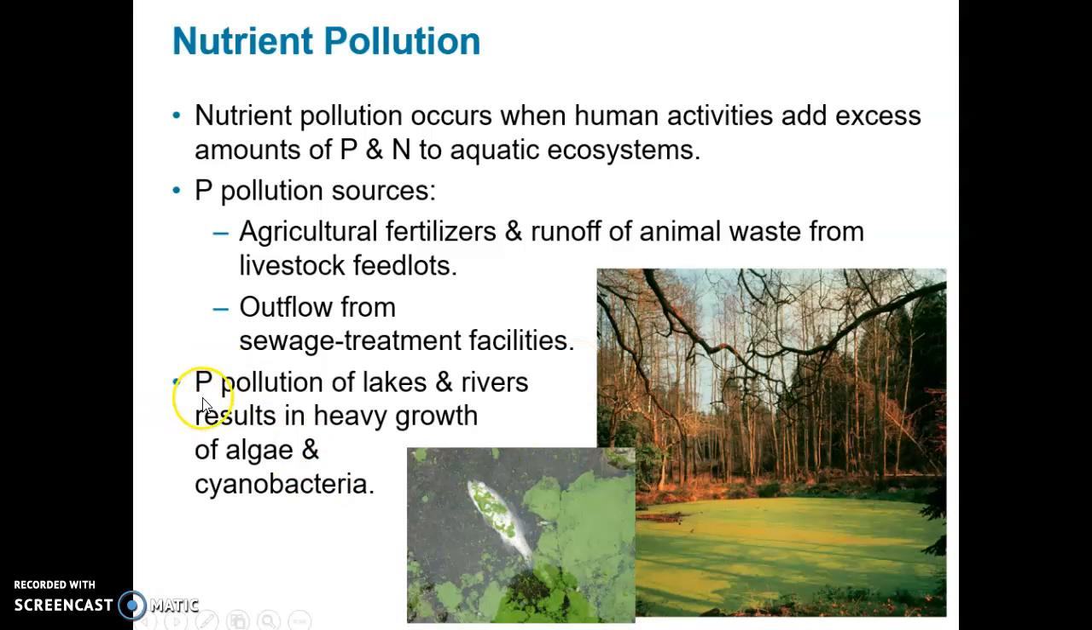So phosphorus pollution of lakes and rivers results in heavy growth of algae and cyanobacteria because they're getting these nutrients and allowing them to grow rapidly. What can happen then is, as these blooms of algae and cyanobacteria occur, as they die and decompose, the bacteria that decompose them absorb much of the oxygen in the water and actually deplete oxygen that's then not available to larger organisms like amphibians and fish. It can cause large amounts of die-off and actually dead zones in some of these places.